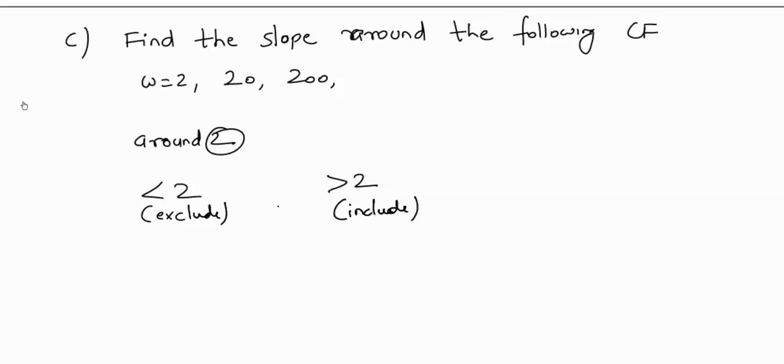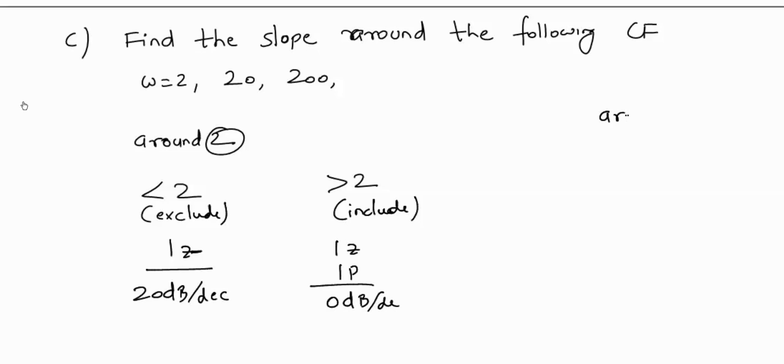Now if you observe here, up to 2 we have only 1 zero. So 1 zero will give me a slope of 20 dB per decade. So for less than 2 we have 20 dB per decade slope. For greater than 2 we have 1 zero and 1 pole, so they will cancel each other and you will have 0 dB per decade.